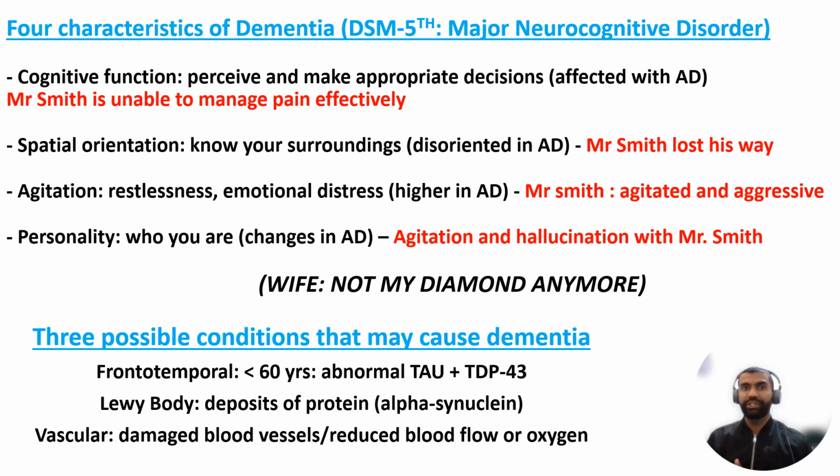And there can be some changes in your personality where someone can get agitated and also hallucinate. We can see all these signs in Mr. Smith. Three possible conditions that can cause dementia. One is frontotemporal, where you have the existence of abnormal tau protein along with TDP43. The next one is Lewy body dementia, where you have deposits of protein called alpha-synuclein. The third one is vascular dementia, which is caused by damaged blood vessels, or a reduced blood flow of oxygen to the brain.